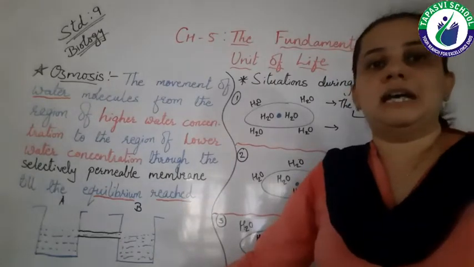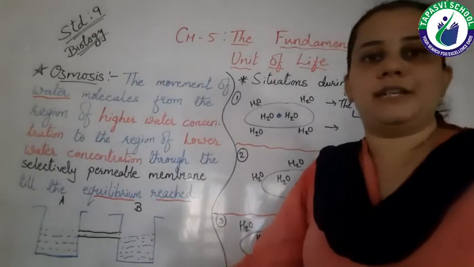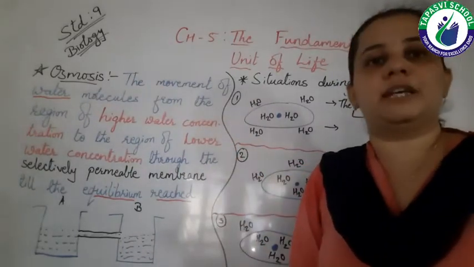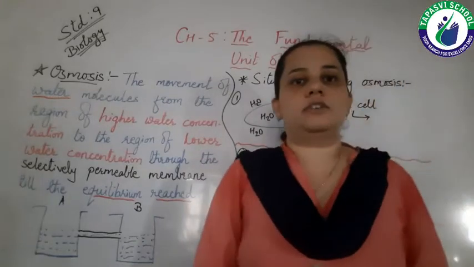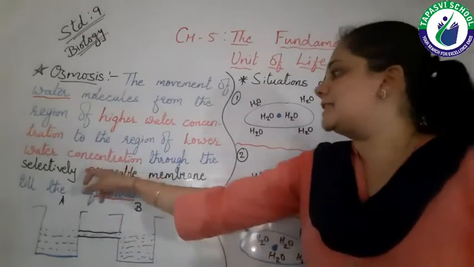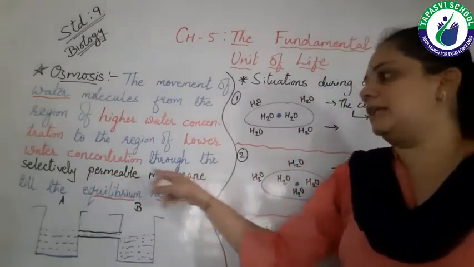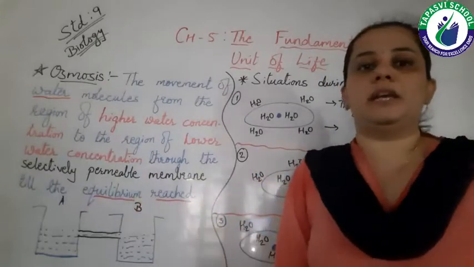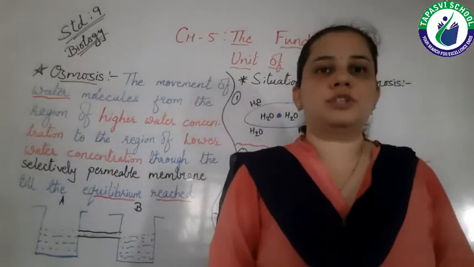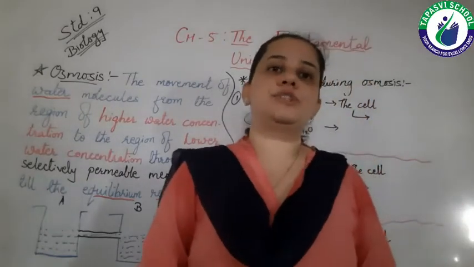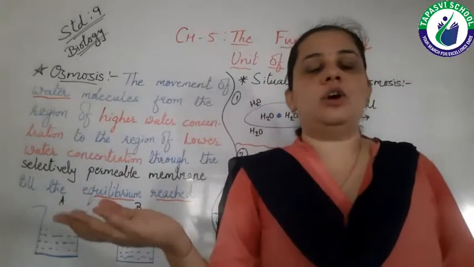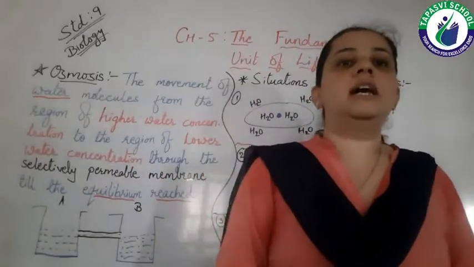So let's again see the definition of osmosis. The movement of water molecules from the region of higher water concentration to the region of lower water concentration through the selectively permeable membrane till the equilibrium is reached. Right? So this is about osmosis. Here the water molecules will move from the cell to the outside or from the outside to the cell.